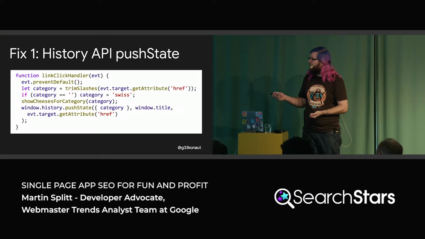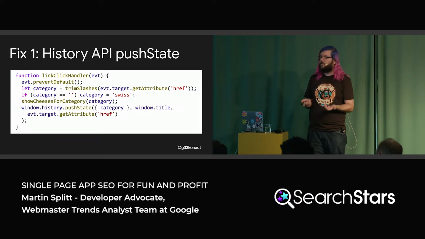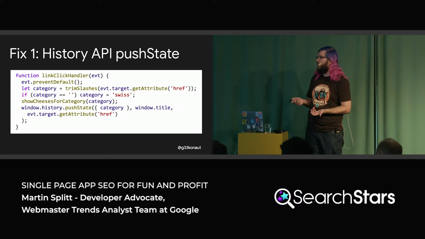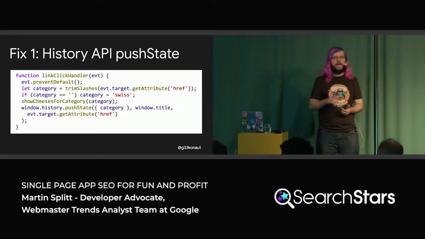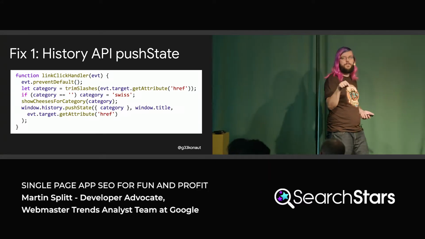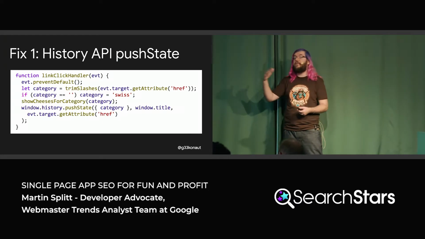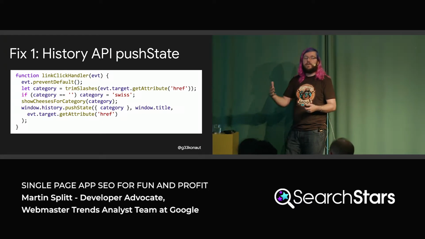And then I do the same thing as I did before. I load the cheeses for this category. There's nothing strange or different here. I do one more extra step though. I do update the history, the browser history, because I want to be able to use my back and forward buttons to navigate between the different pages as if they would have been regular links.